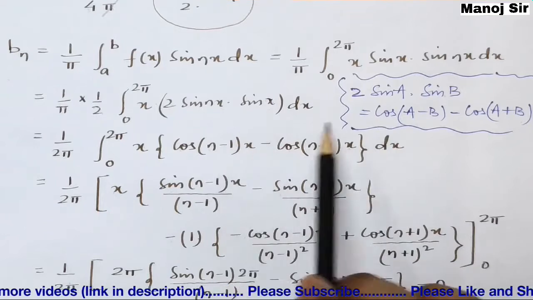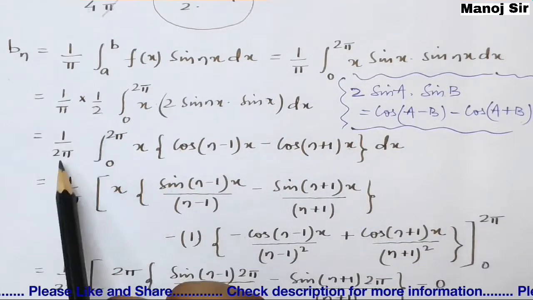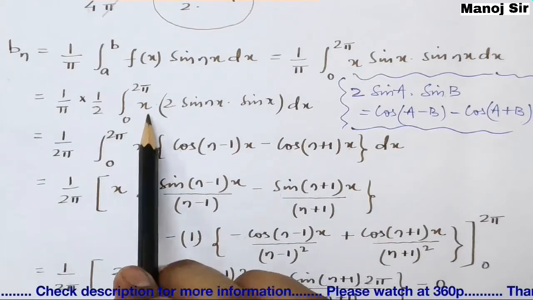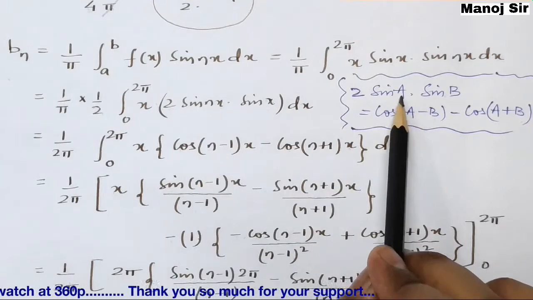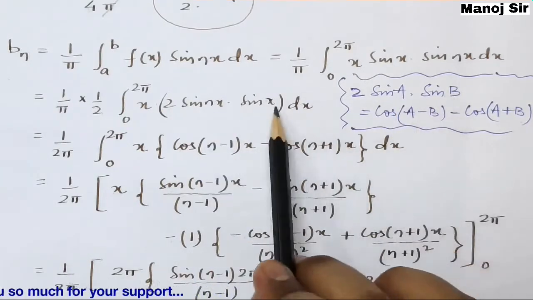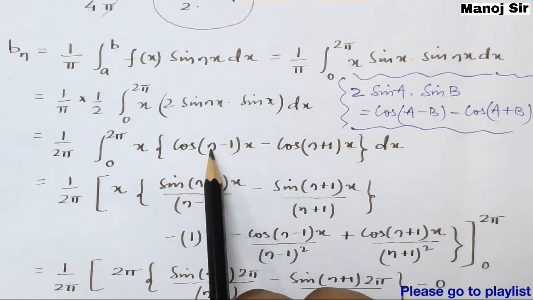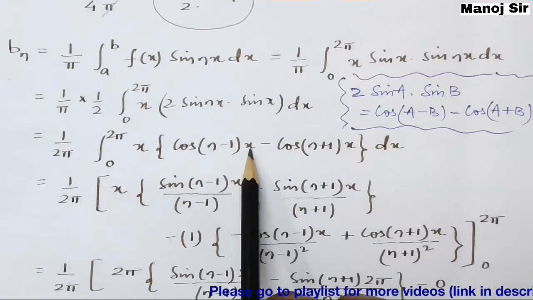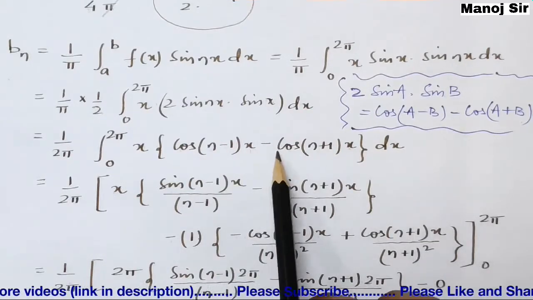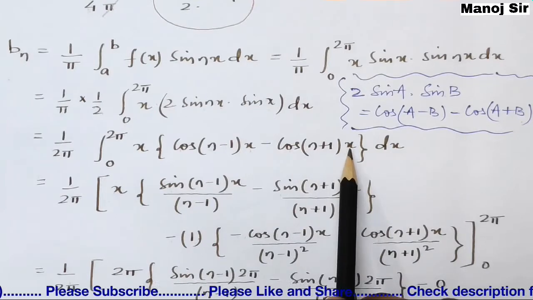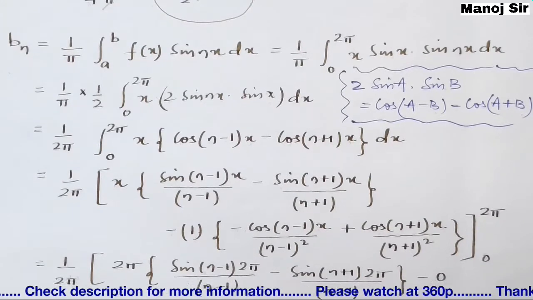Now we'll apply this formula. Here a is nx and b is x. So 1 upon 2 pi as it is, integration 0 to 2 pi, x as it is. This is going to be cos of a minus b, that is nx minus x. If you take x common, we are left with cos of n minus 1 x. Similarly, with this negative sign, we write cos of n plus 1 into x dx.